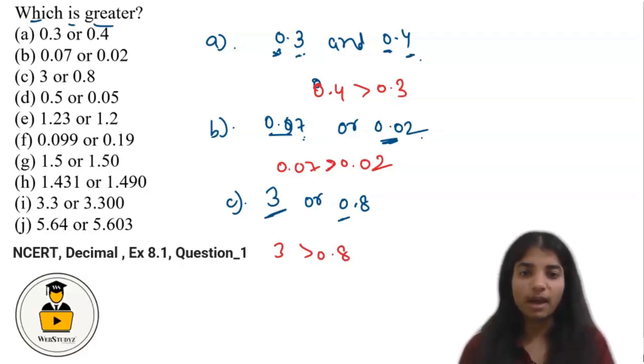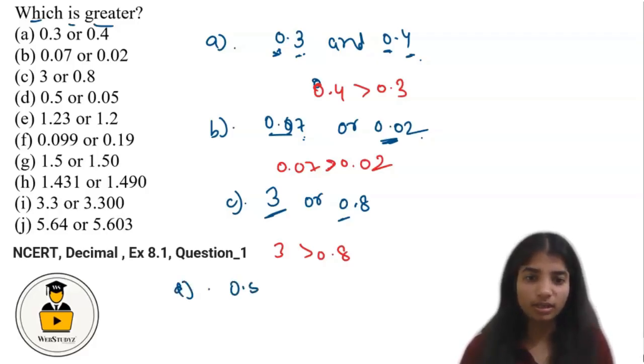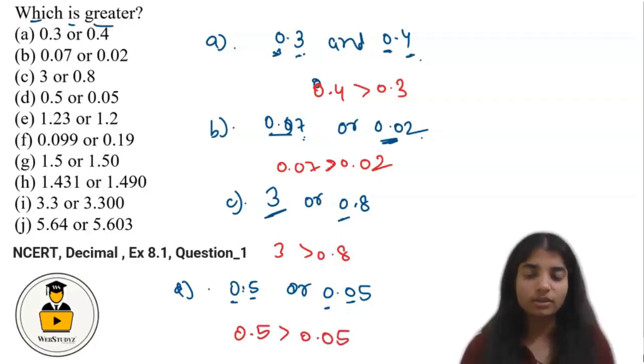Now let's move to part D. In part D, we are given the numbers 0.5 or 0.05. Look, comparing the term before the decimal, it's 0 here and 0 here, both are 0. But after the decimal, there is 5 and there is 0. We know that 5 is greater than 0, so we can say that 0.5 is greater than 0.05. So this is the answer to part D of the question.